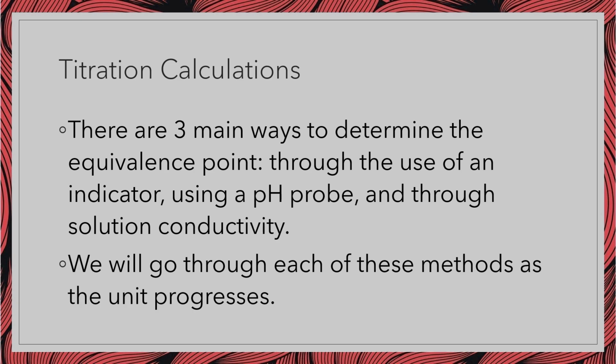We can also use a pH probe, and we can follow the pH of the titration as we go, graph it and calculate the equivalence point using that. Or we can use solution conductivity, where we measure the conductivity. Now with the solution conductivity, we're measuring the amount of electricity that the solution conducts. Now there's very specific ways to tell the equivalence point with that, which we'll go through in a future lesson. But each of them is a valid method of finding that equivalence point.